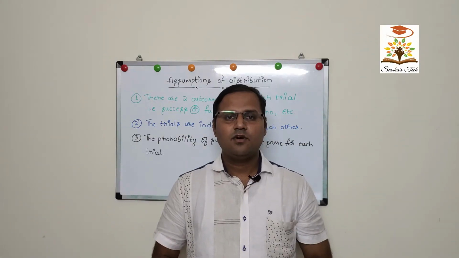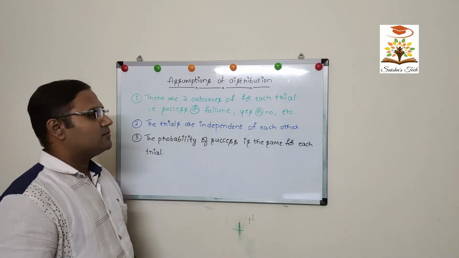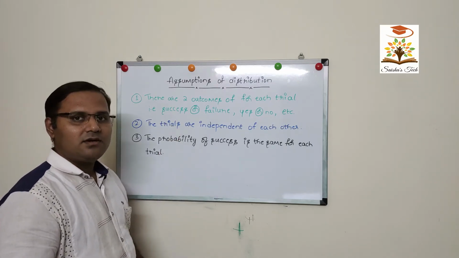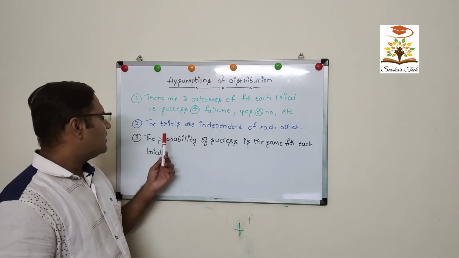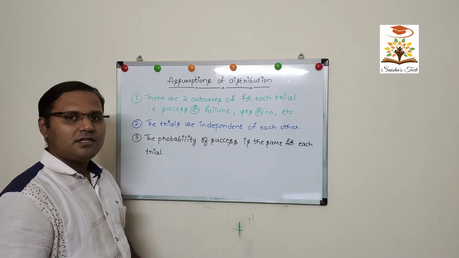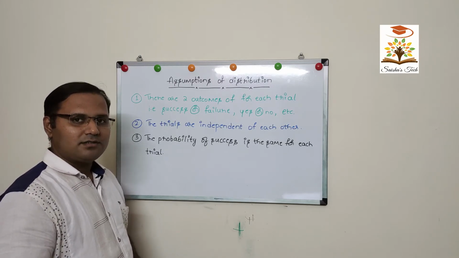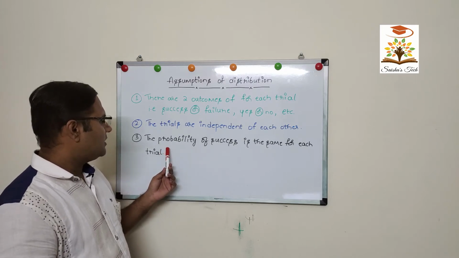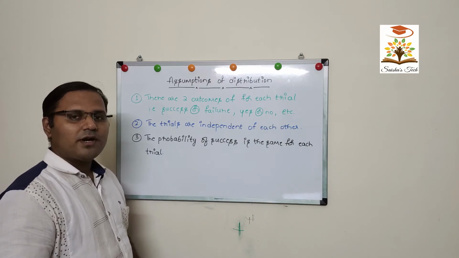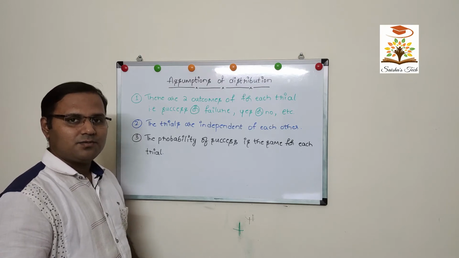There are three assumptions of distributions. The first assumption says that there are two outcomes of each trial, that is success or failure, yes or no, head or tails, etc. The second assumption is that trials are independent of each other, which means if you have 10 trials, each of the 10 trials are independent from others. The third assumption is the probability of success is same for each trial. Consider 0.6 is the probability of one trial, then it is same for the other trials too.